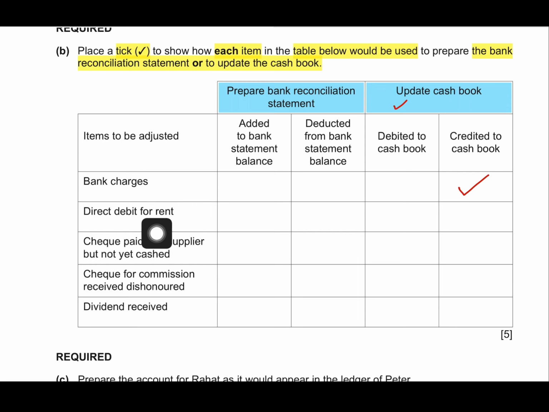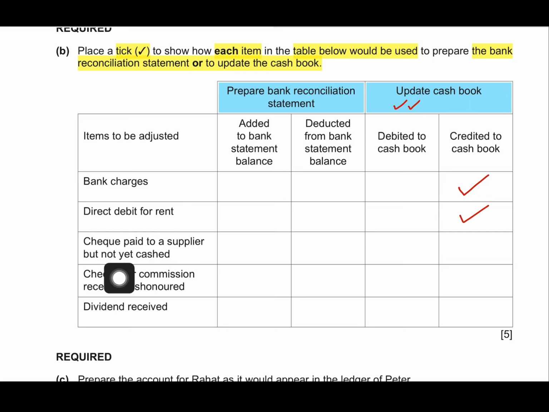Then second is direct debit for rent. Direct debit is an instruction given to the bank to make this payment on the business's behalf without notifying the business every time, and we get to know about this when we receive the bank statement. So where would that be recorded? Of course in the updated cash book, but on which side? Again, being an expense, on the credit side.